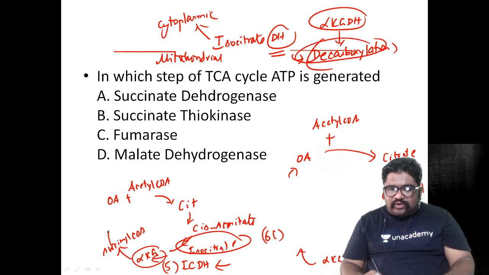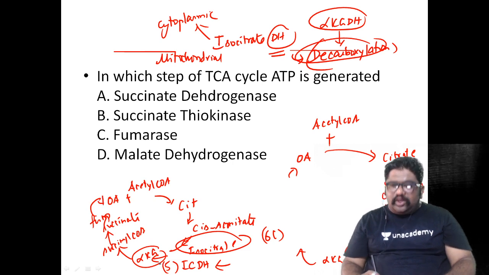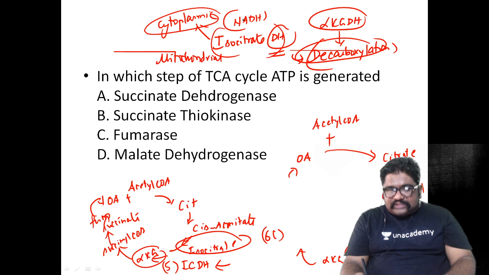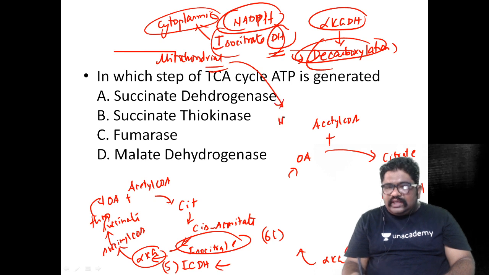Now, that succinyl-CoA will become succinate. And that succinate will become fumarate. Fumarate will become oxaloacetate. The cycle continues. Now here I want you to understand, the mitochondrial isocitrate dehydrogenase will use NADH. The cytoplasmic isocitrate dehydrogenase will be using NADPH, while the mitochondrial one will be using NADH.